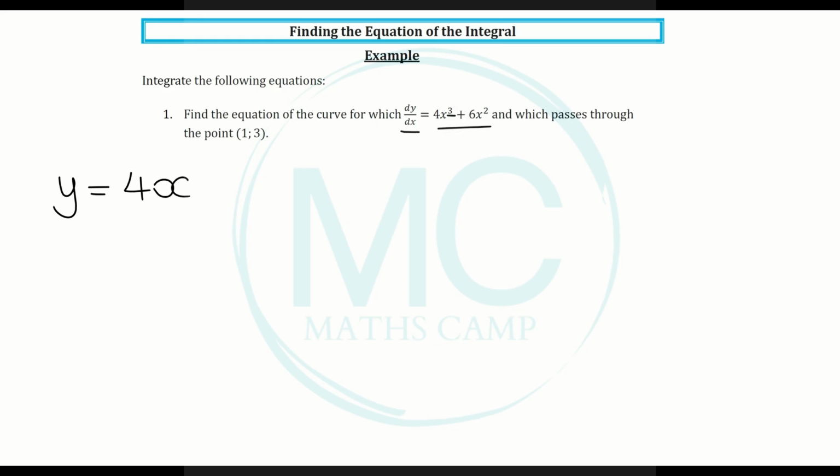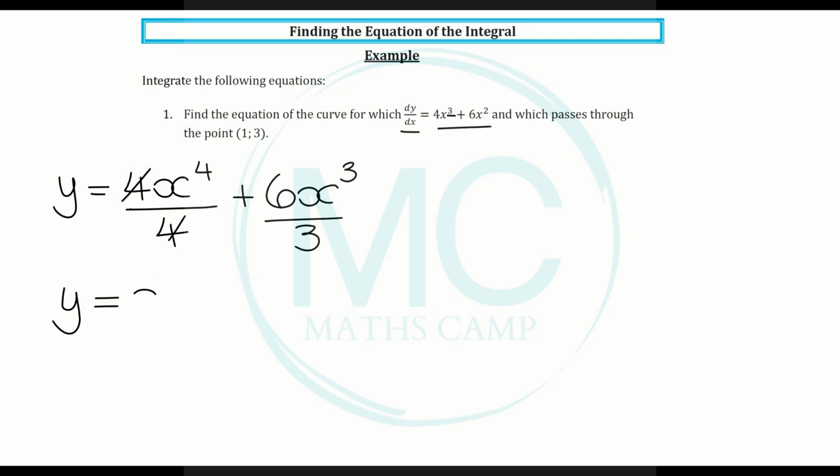X has an exponent of 3. Add 1 and we get 4 all over 4. Then we have plus 6x squared, 6x. An exponent of 2 plus 1 gives us 3 all over 3. Now we can tidy this up and we get y is equal to, in the first term, the 4's will cancel. We're left with x to the power of 4. In the second term, 6 divided by 3 gives us 2. This becomes plus 2x cubed. And we still need the constant of c.